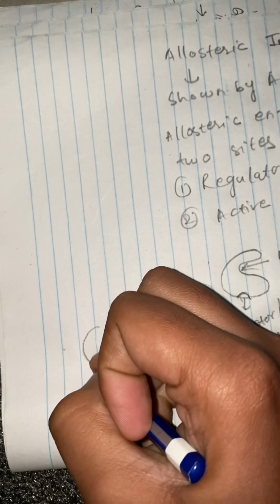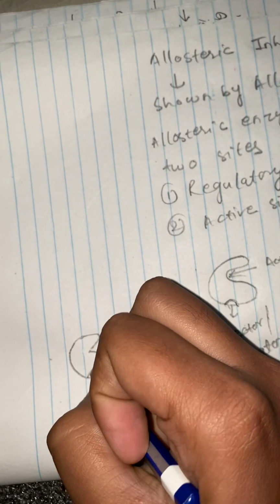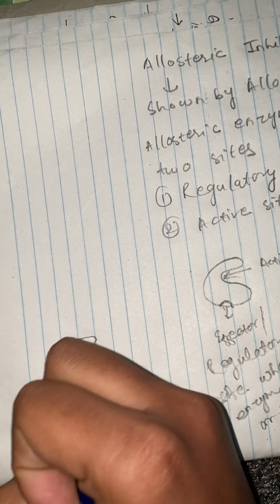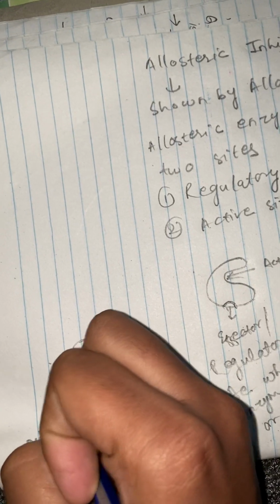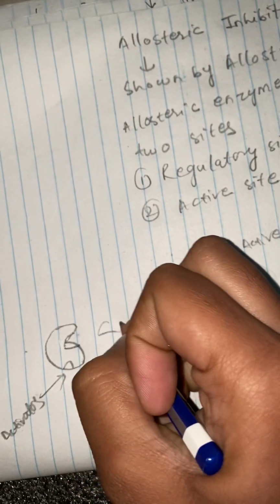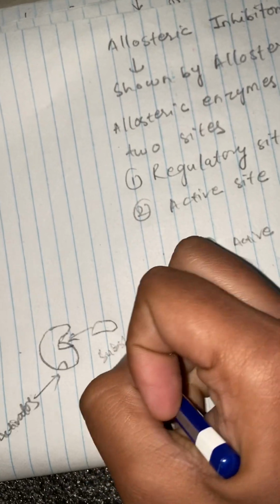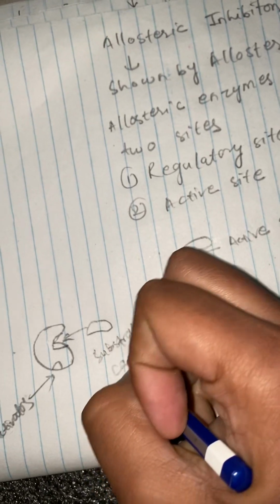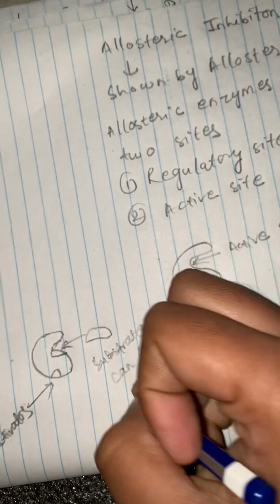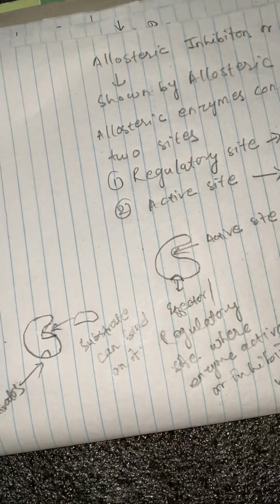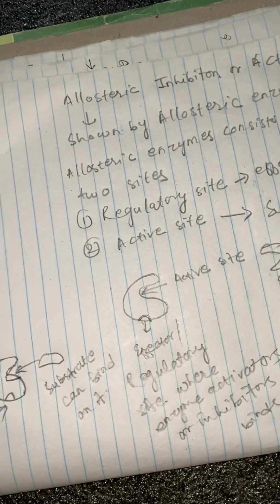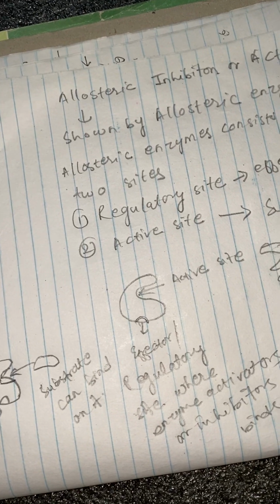Suppose in some cases the enzyme is being inactivated, and here the activators will bind. It will make the conformational change so that the substrate can properly bind on it. It can bind on it now. Before, the substrate couldn't bind on it. So in this way, activators and inhibitors are used in allosteric inhibition and activation.